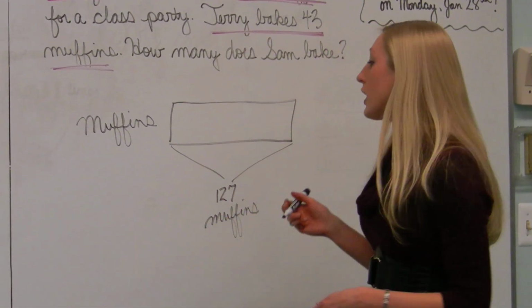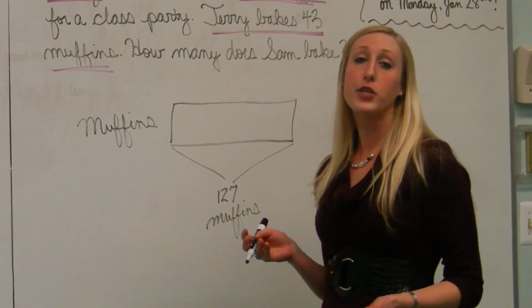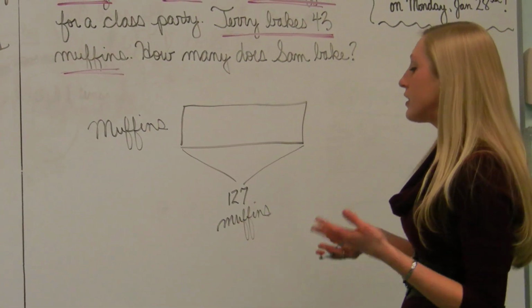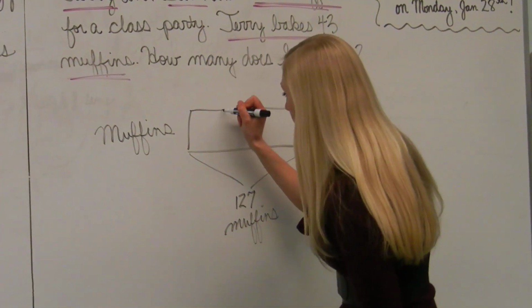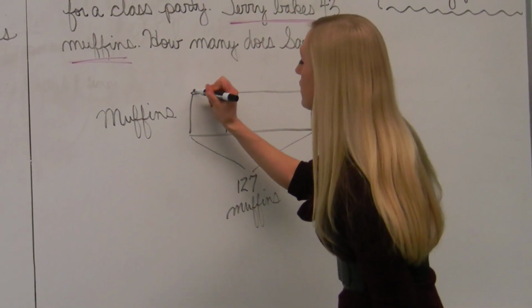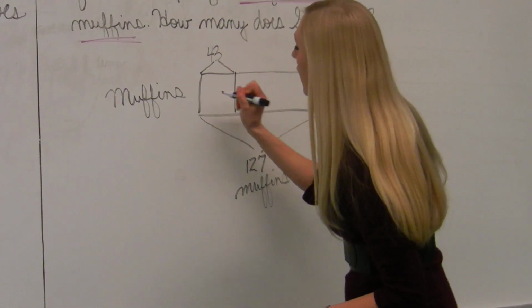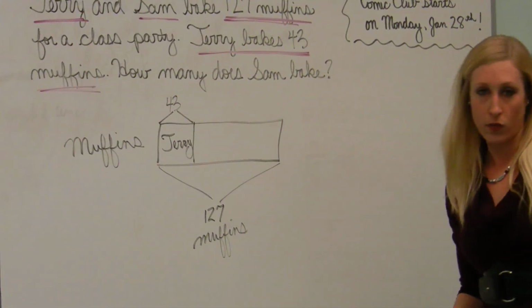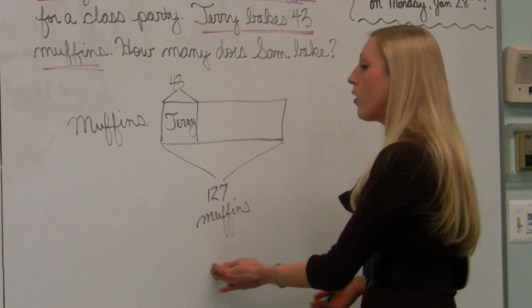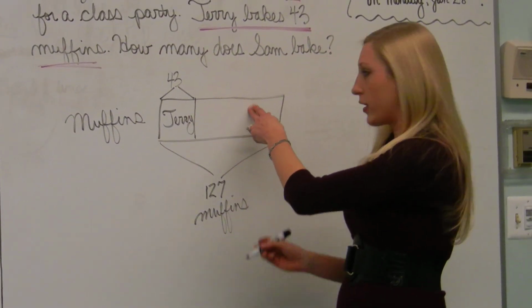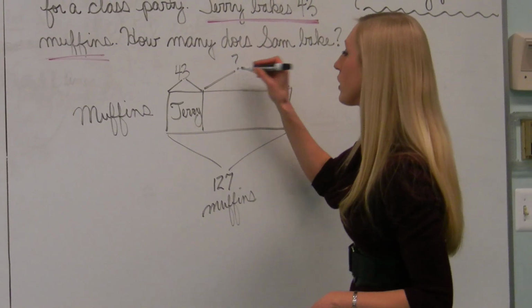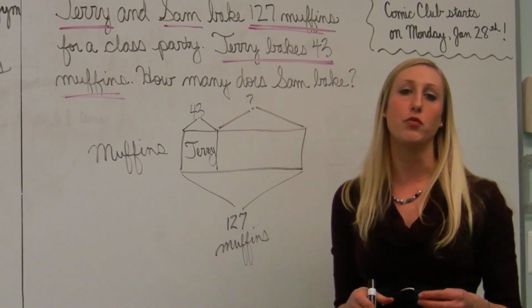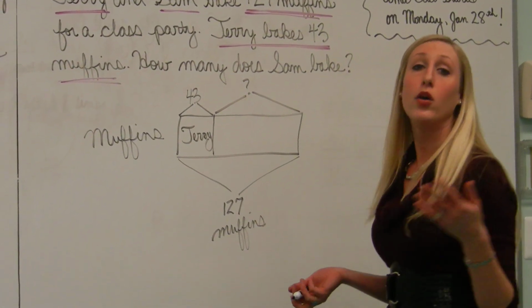So what you want to do at this point is break the whole apart to represent the fact that Terry has baked 43. Okay, so think about it, 43, it's decently less than half, so you'll make a unit bar maybe about right here. And we'll say that this is 43, and we'll label it with Terry, so we know that this is the muffins he was responsible for. Okay. At this point, we can see, okay, I have my whole, I have a part, I'm missing a part. Okay, so this is what we are looking for. And we know that when we have a problem where the whole is represented and we're missing a part, the operation we'll be doing is subtraction.